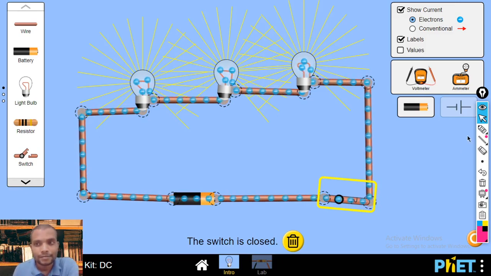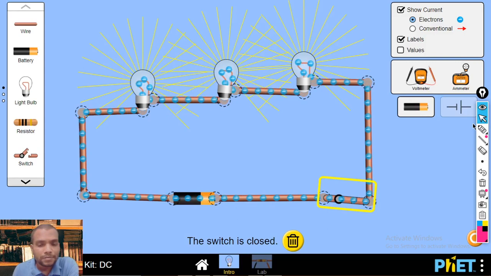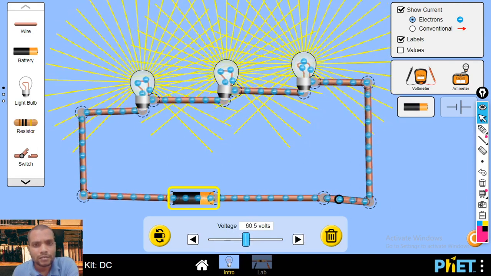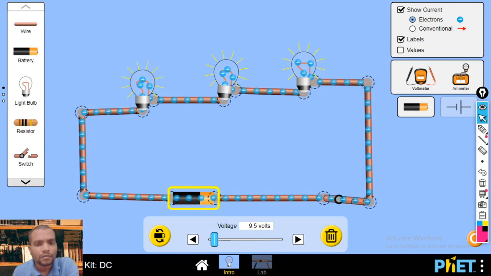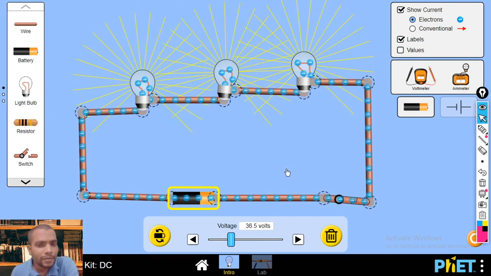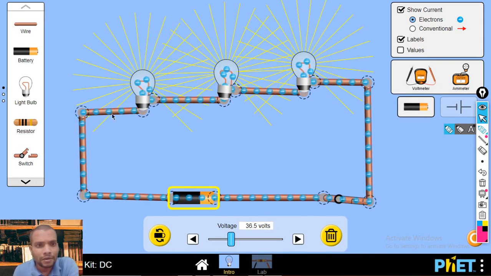Hi guys, in my previous concept I discussed resistances which are connected two or three in series. In series connection, current remains constant and the potential difference across each resistance will be different.